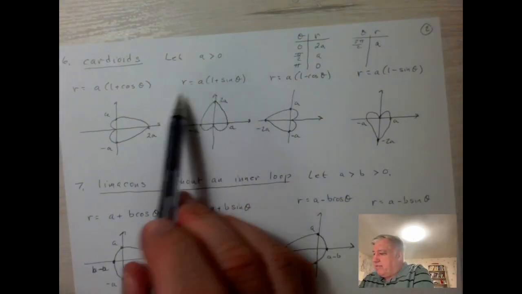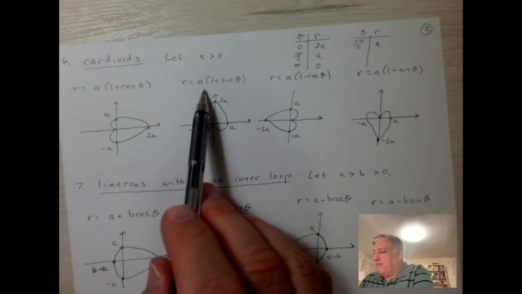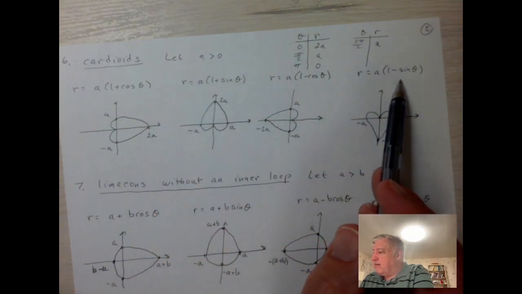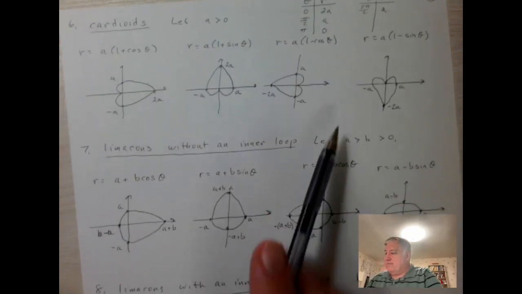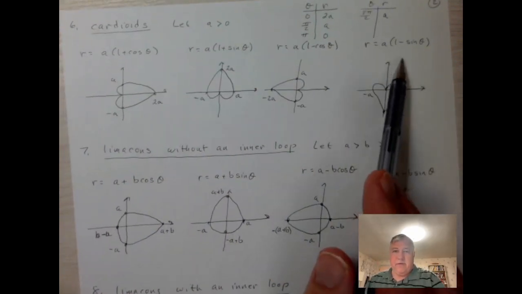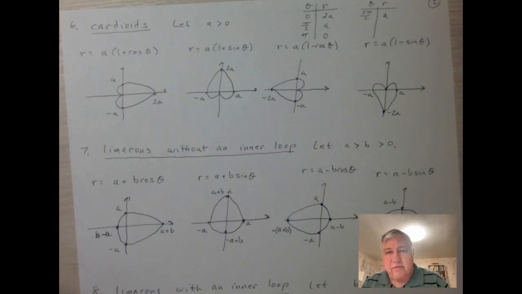Then we have these other versions. We can have a times 1 plus sine theta, or 1 minus cosine theta, or 1 minus sine theta. You get these hearts, and we get the usual looking heart in this last situation. Okay, if you just plot some points, you see that this works out.